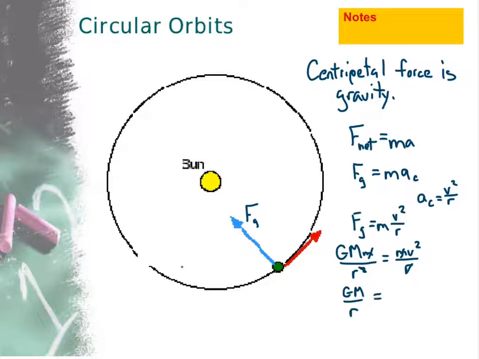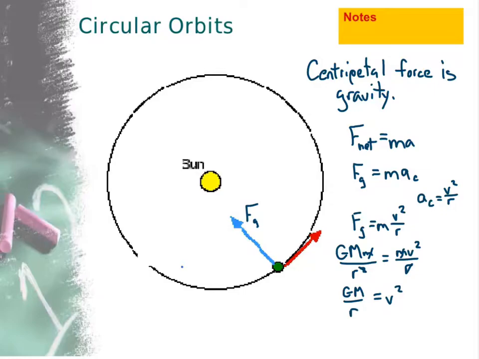equals v squared. So an object that's in circular orbit, whoa, what did I do here? Let's go back. So an object in circular orbit has a velocity equal to the square root of big G times the mass of the Sun divided by its distance from the Sun. Okay. This is a really important formula to remember. That one right there. Okay.